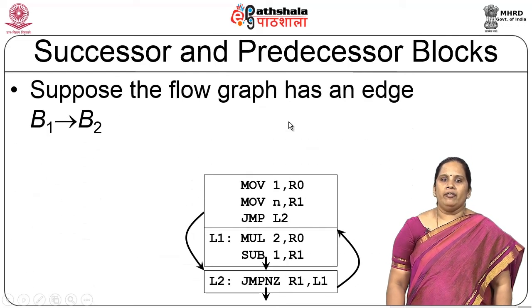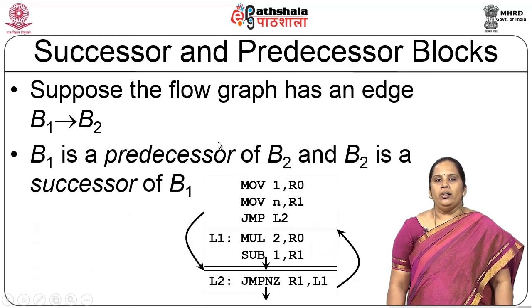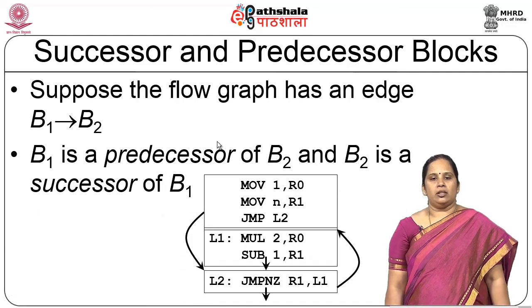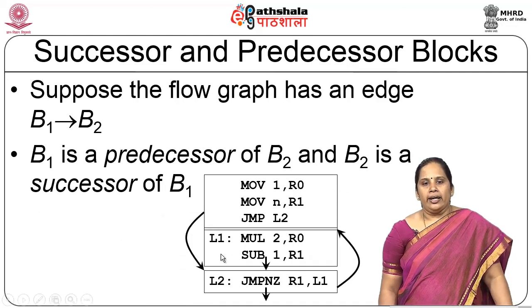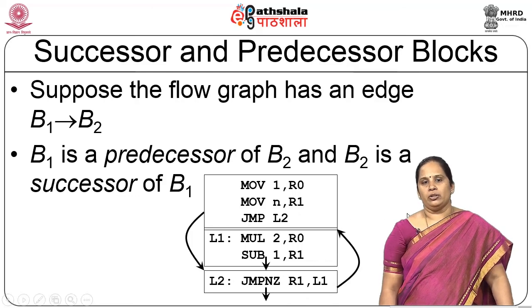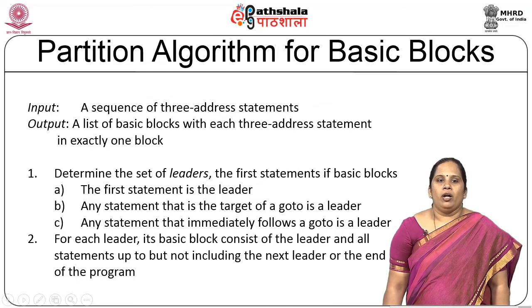Now, successor and predecessor blocks. Suppose the flow graph has an edge B1 to B2. B1 is a predecessor of B2 and B2 is a successor of B1. So, in that case, the block corresponding to L2 has an edge from this block. So, this block is a successor of this block, whereas this block is going to be a predecessor of this block. That is a simple example. This is just a definition of basic blocks here.